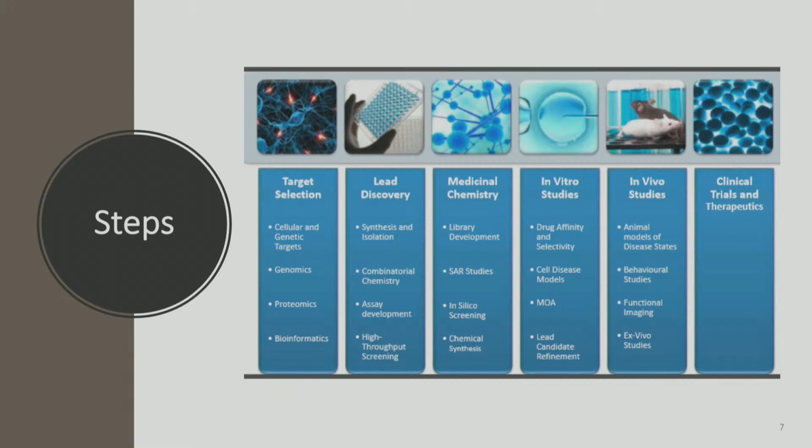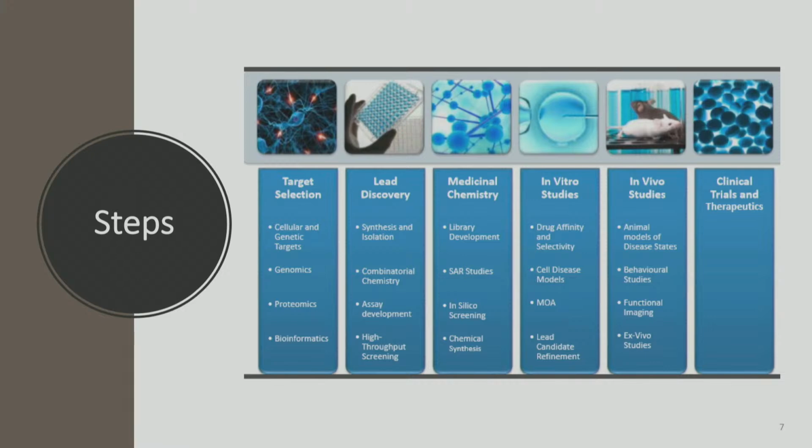And then biological assay development and high throughput screening. So after discovering the lead molecules, the next process is medicinal chemistry. Once we get the hit molecule, here medicinal chemists will develop so many molecules based on the pharmacophore, and then we'll do the structure activity relationship studies, and finally the synthesis.